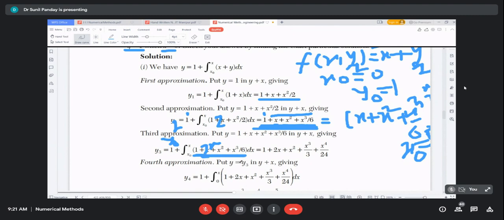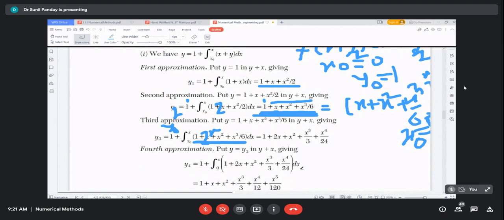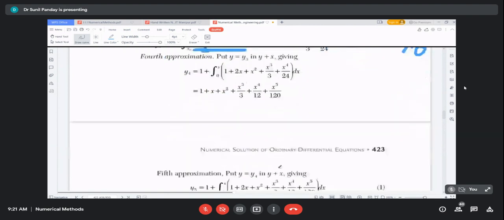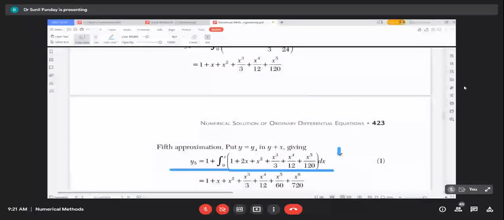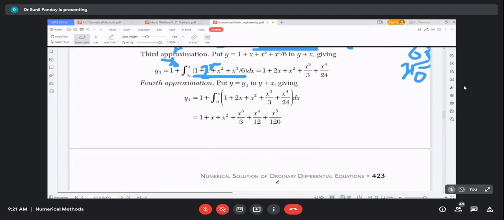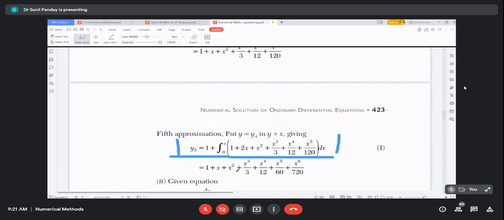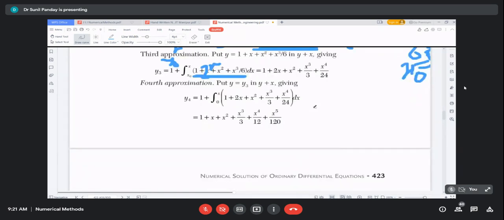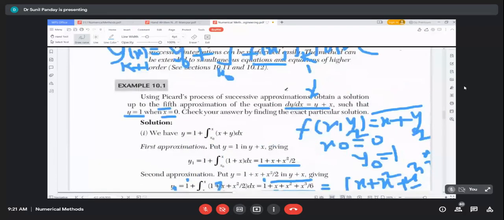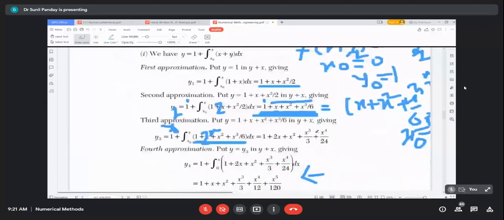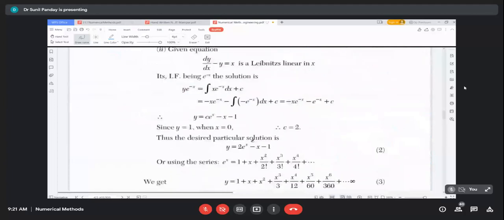And then after integration you will get these results. So like this we do in every step, and we will get up to the fifth approximation. So here this solution, Y5, is a better approximation to the given differential equation than Y4. So this is the way our Picard approximation method works.